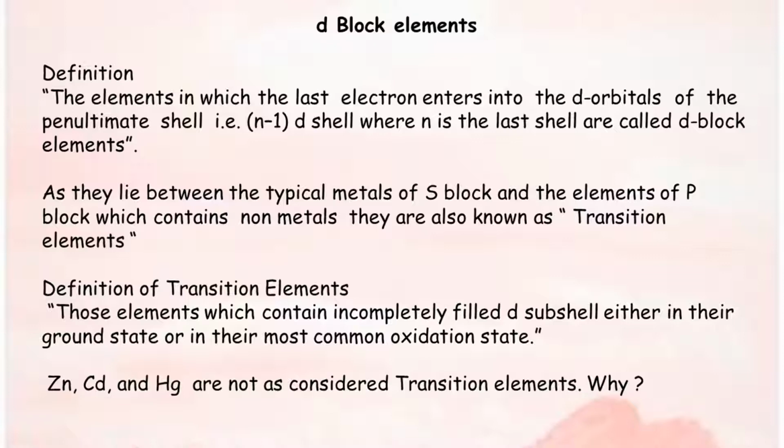But zinc, cadmium, as well as mercury, both in their ground state as well as in their most common oxidation state, which is plus 2, do not contain an incompletely filled D subshell. Rather, their D subshells are completely filled both in the ground state as well as in their most common oxidation state, that is plus 2. Hence, they cannot be considered as transition elements. Okay?